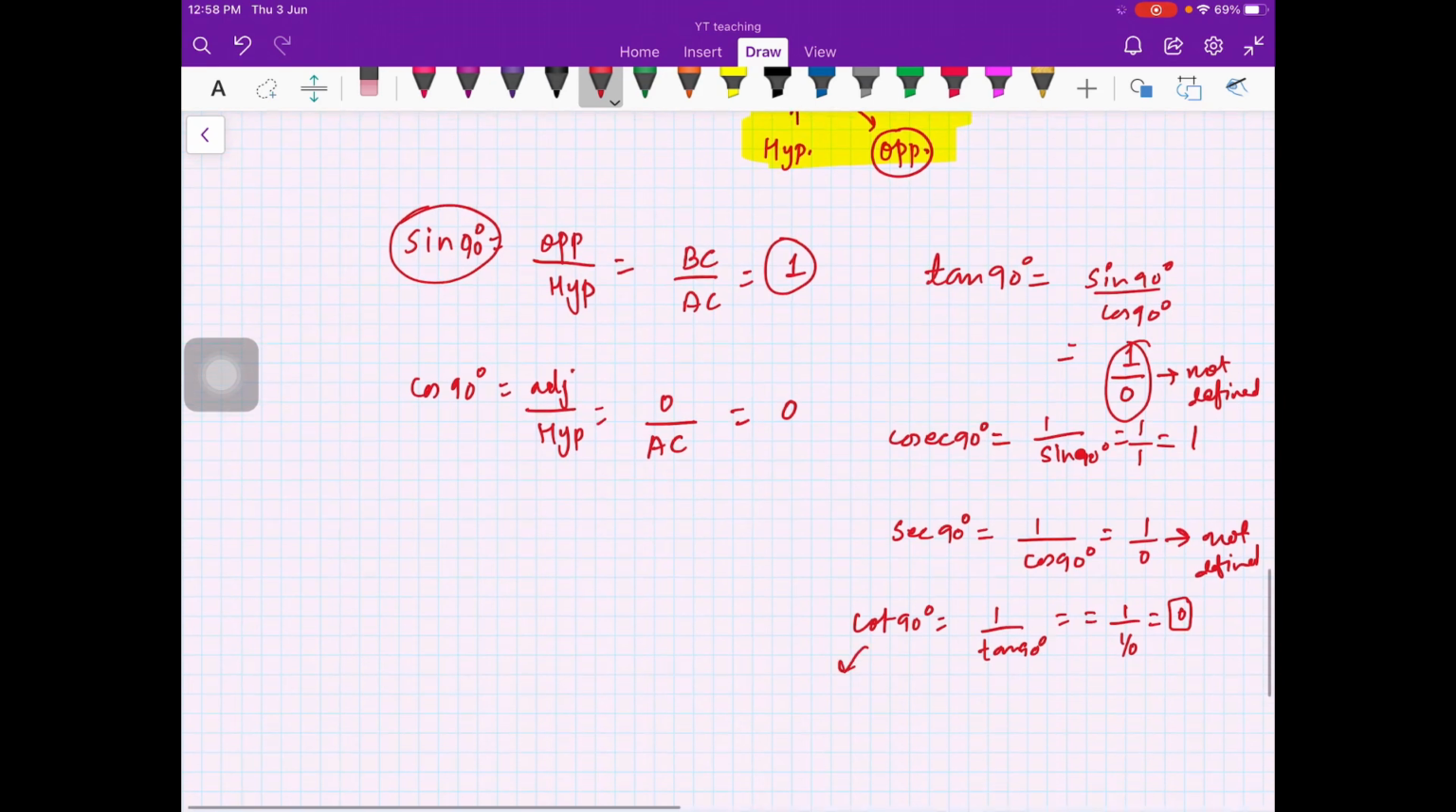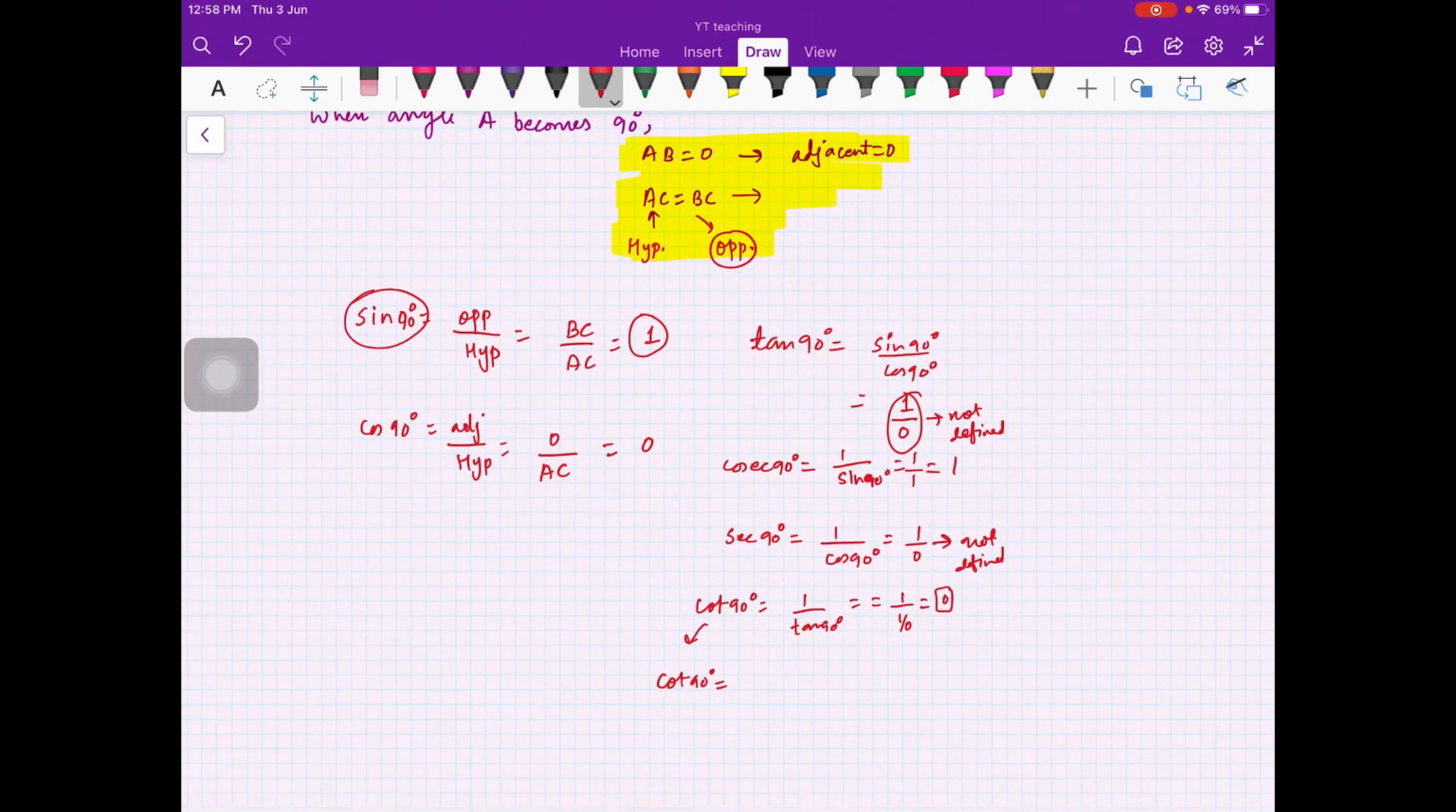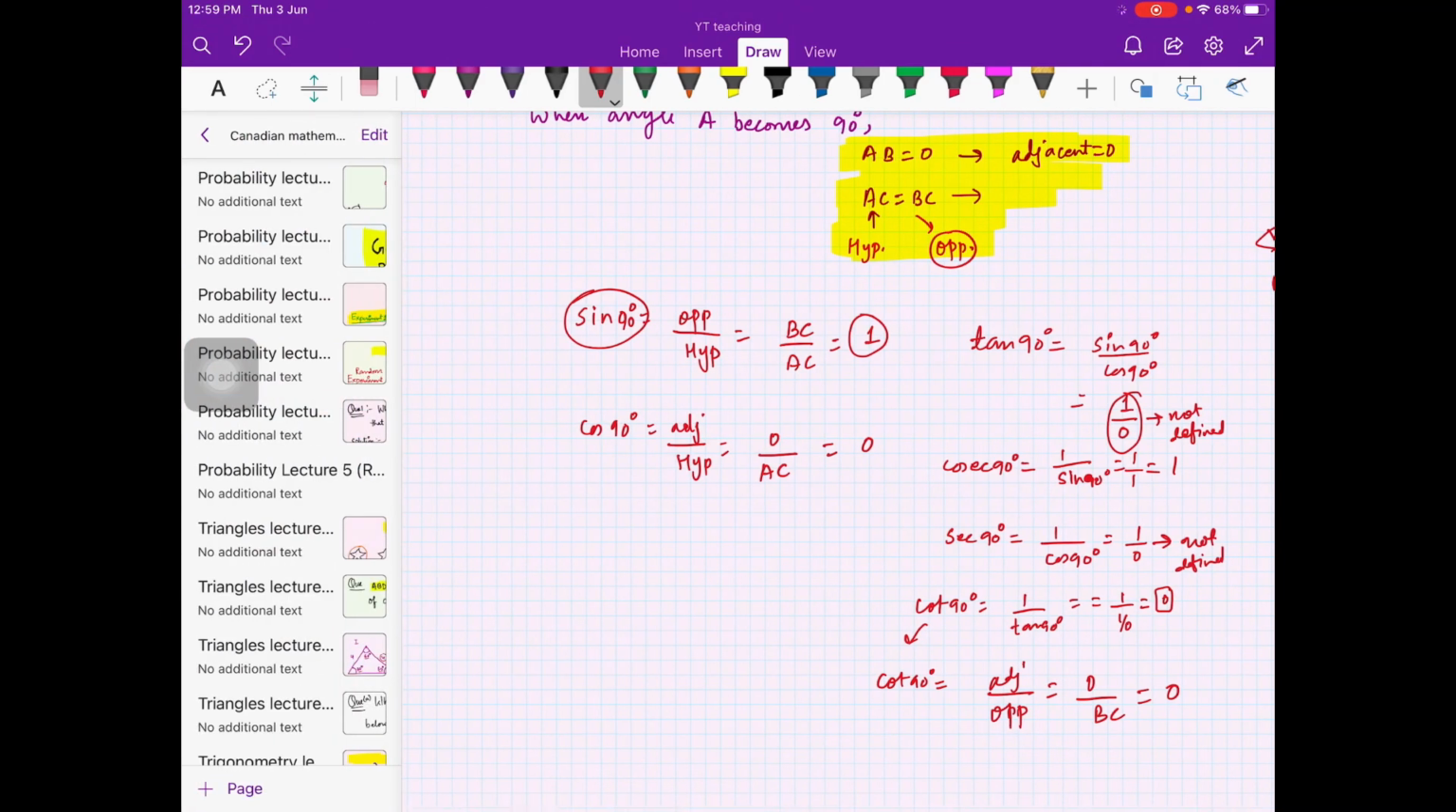You can actually use cot 90 degrees. Can you tell me what is cot in terms of sides? If you have these sides, this is your opposite, this is your adjacent, and this is your hypotenuse. So what is cot of the angle? That is adjacent upon opposite. Now adjacent is 0, opposite is BC, so that is why it is 0. Okay students, so this is how you compute your trigonometric ratios.